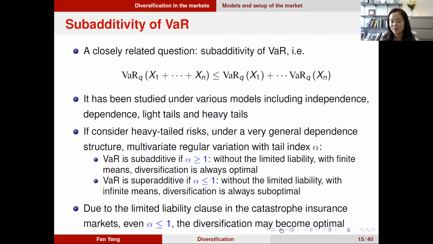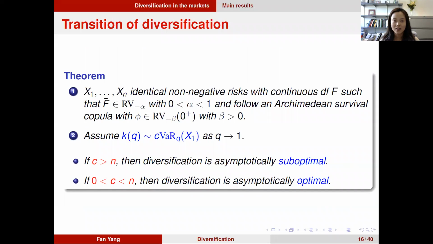This is mathematically very intuitive, because when you impose this limit up there, the tail is no longer that extremely heavy, right? So that makes the diversification still possible. Okay, now here is our result, the main result here.